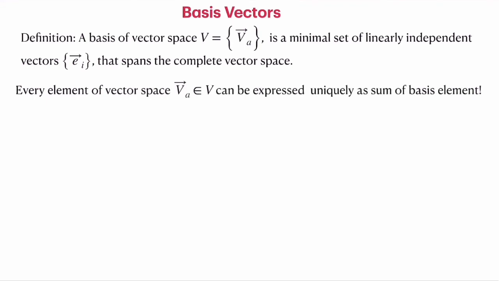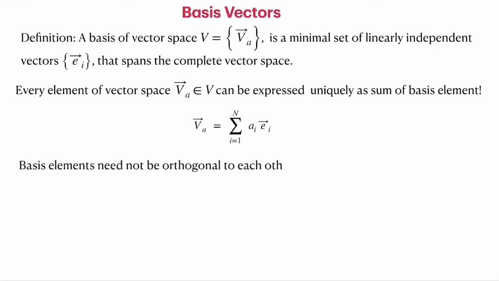So the idea of basis element is that every element of vector space V can be uniquely expressed as a sum of basis elements, that is V equal to sum i going from 1 to n of a_i e_i. So this is the advantage: one doesn't have to keep track of all the elements. It is sufficient to keep track of the basis elements. Then all the elements of the vector space can be expressed as a linear combination of these basis vectors.